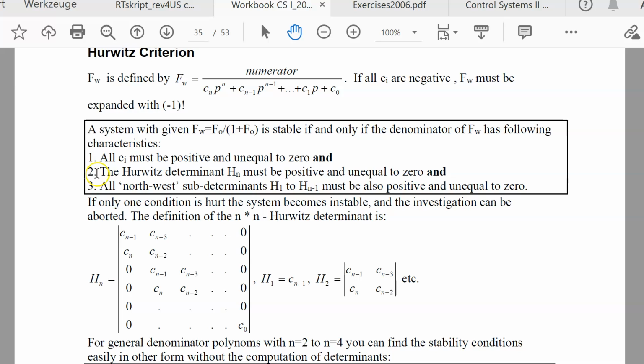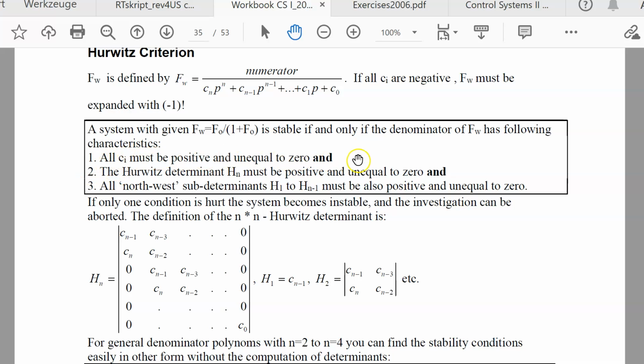So if this is true, again, positive means if all negative, extract the minus sign, and then they are all positive. So in other words, they should not have different signs. If there is one negative coefficient and one positive coefficient, this is violated, and condition 1 shows that this system becomes unstable.